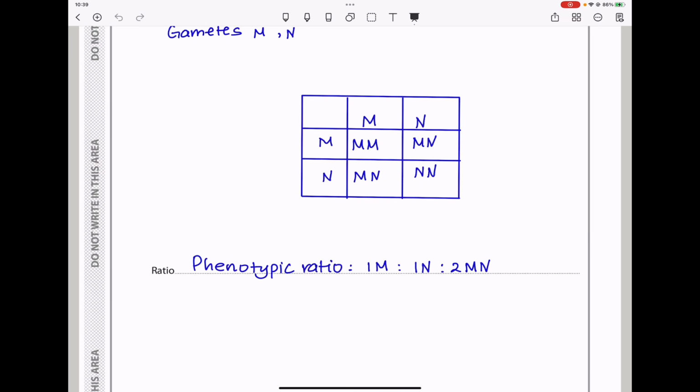So we can say the phenotypic ratio is going to be 1 M. Remember, phenotype is the outside appearance. There is going to be 1 capital M, 1 capital N, and 2 capital M, N.